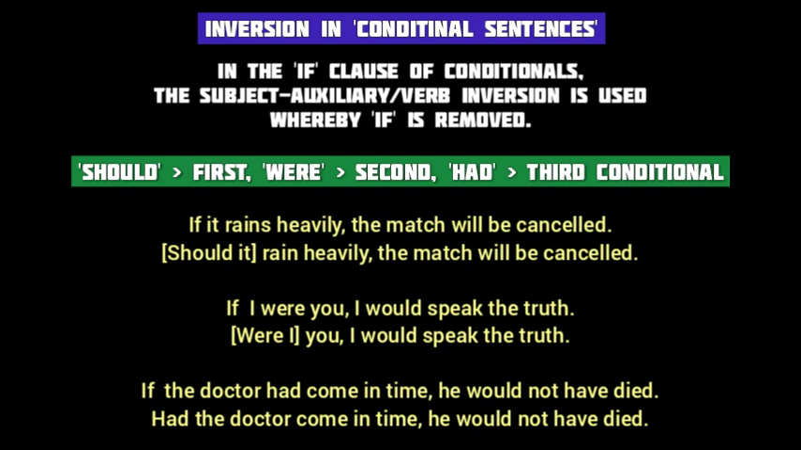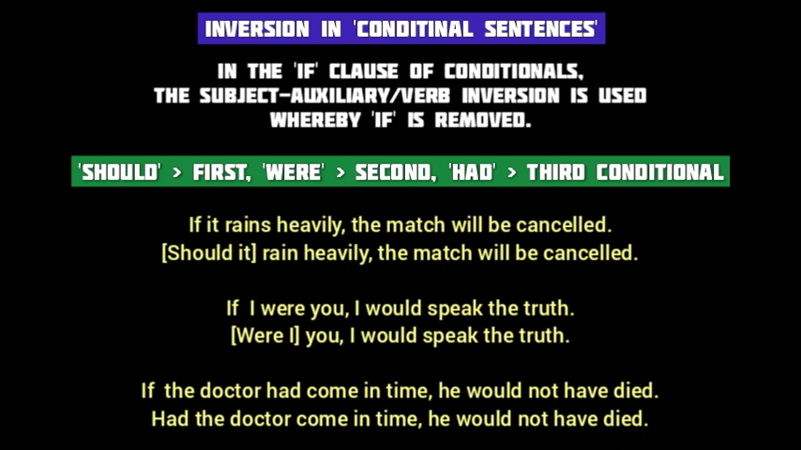The subject auxiliary or the subject-verb inversion also happens in conditional sentences. We know that in conditional sentences, the subordinate clause begins with the conjunction if. It expresses a condition. Now, in this if clause or conditional clause, when the subject-verb inversion is used, the conjunction if is removed. In other words, we remove the conjunction if from the if clause and use the subject-verb inversion in that clause, while the other clause remains as it is.